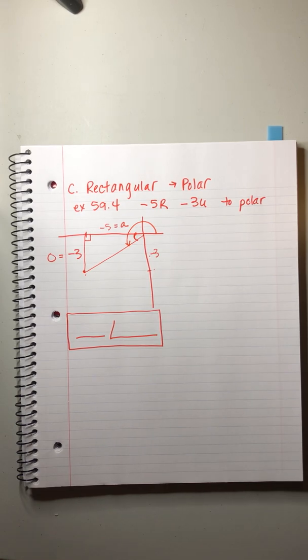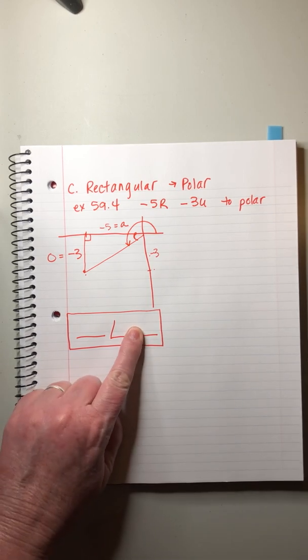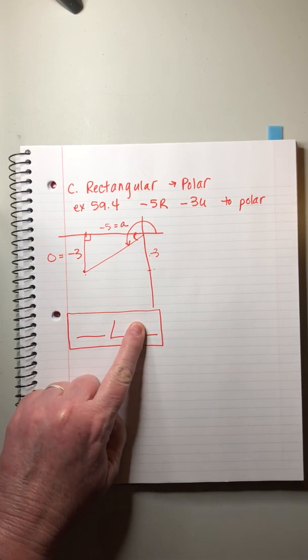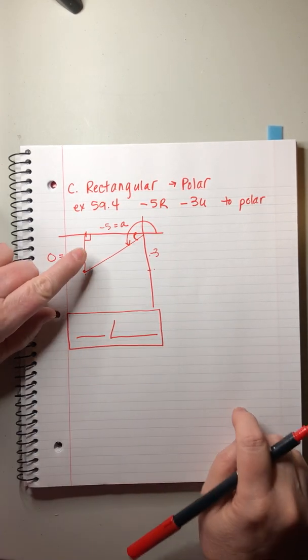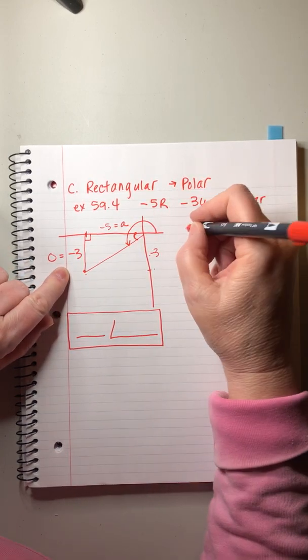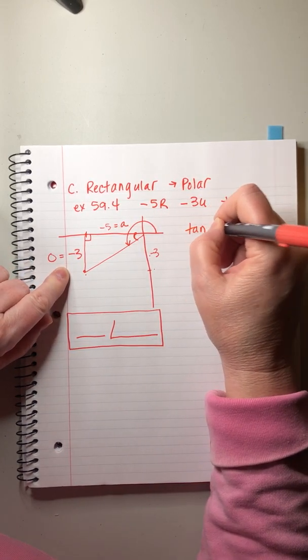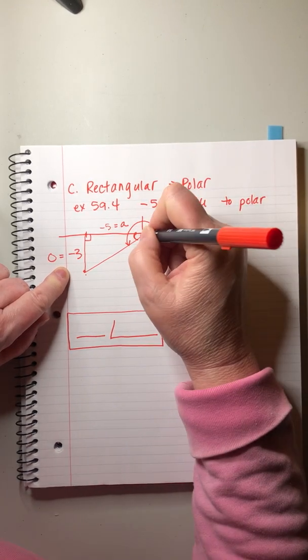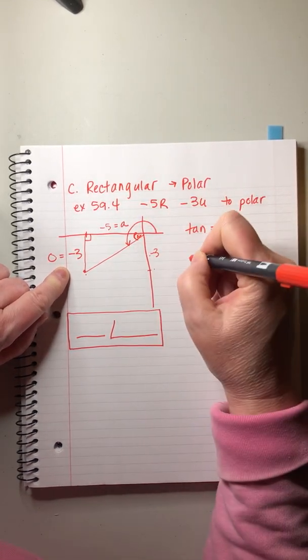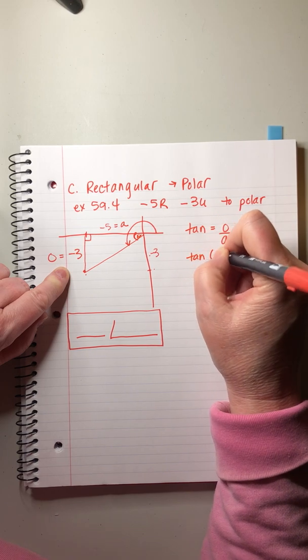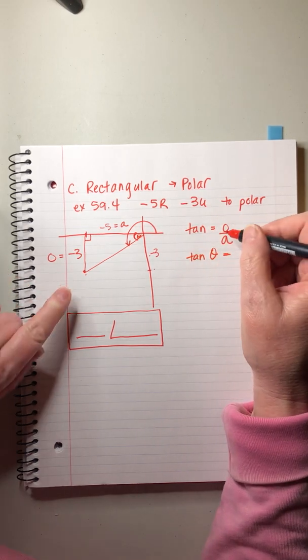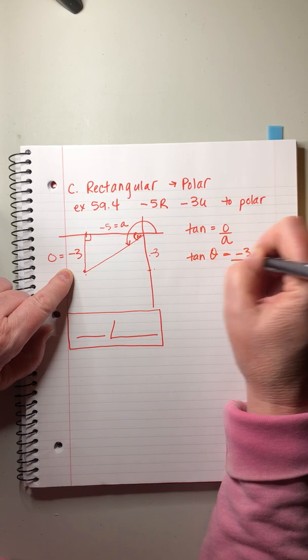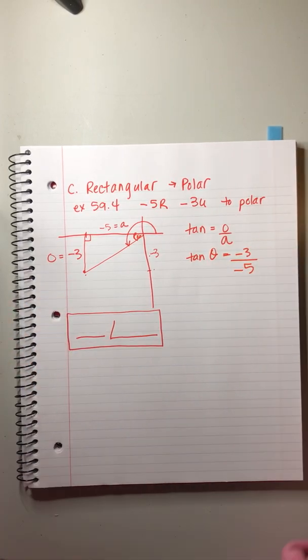Okay, so how are we going to find either of those? Let's start with the angle, because we're used to approaching that first. If I use these two, let's look at tangent, because that will relate. Tangent is opposite over adjacent, right? So if I call this theta, then the tangent of that angle, theta, has to equal minus 3 over minus 5.